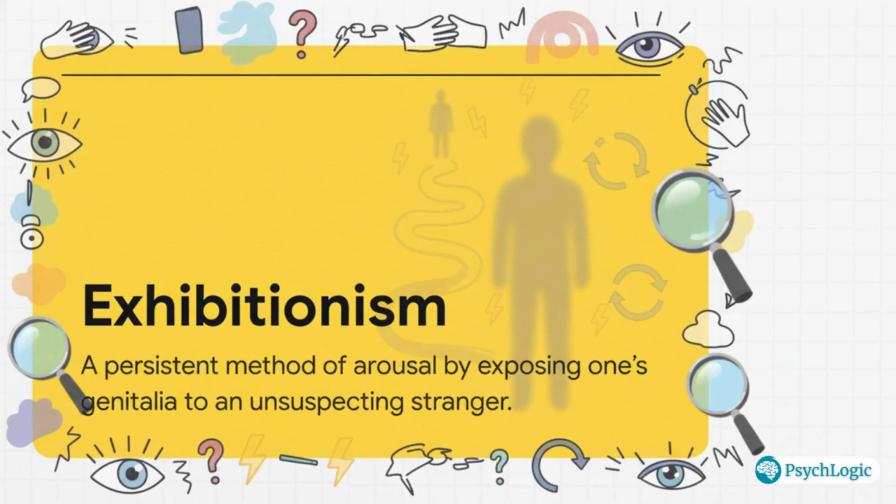And for a diagnosis, you're looking for a few key things. The act is persistent or recurrent. The whole point is sexual arousal. And this is critical. It's directed at a stranger who is unsuspecting. In other words, a non-consenting person.